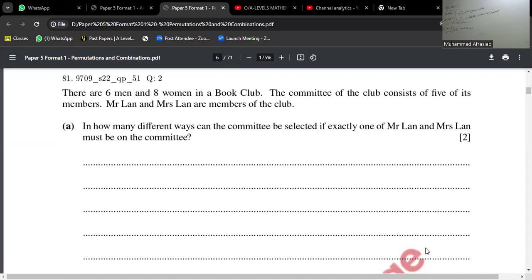There are 6 men and 8 women in a book club. The committee of the club consists of 5 members. Mr. Lane and Mrs. Lane are members of the club. Part A. How many different ways can the committee be selected if exactly one of Mr. Lane and Mrs. Lane must be in the committee?